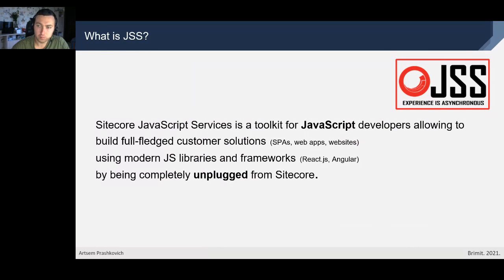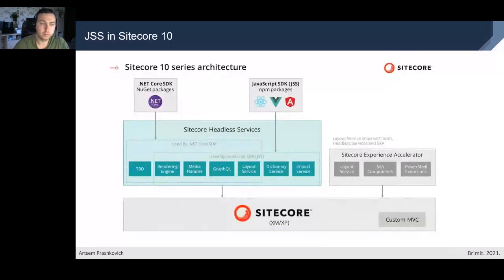At the same time, the JSS term consolidated the tools and APIs such as layout service, dictionary service, GraphQL, etc. And it is still true, but in Sitecore 10, the composition of things was changed. Finally, we got the diagram that we can currently see on your screen, where we can see that Sitecore connected all JSS-related services in a separate module called Sitecore Headless Services.